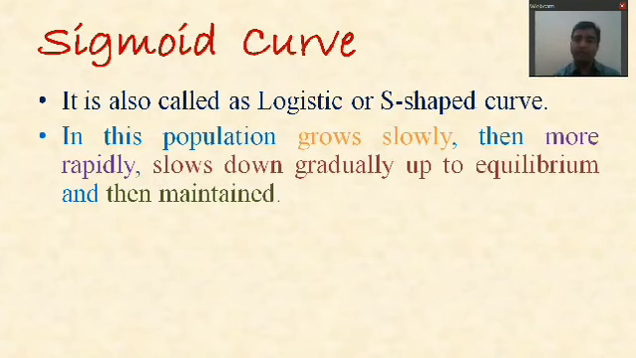Each and every habitat has its own carrying capacity for a particular species. So that species cannot grow beyond that carrying capacity level, which is also called the point of equilibrium. And as that species reaches the point of equilibrium, it simply maintains that point of equilibrium.